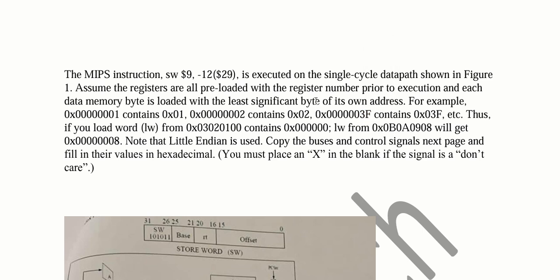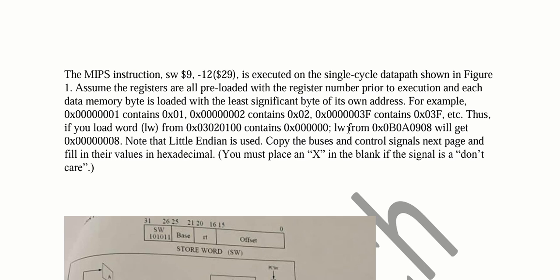0x3f. Thus, if you load a word from 0x03020100, you will get this one, right? And if you load a word from 0x0b08908, you get this one. So this is just emphasizing the first point, telling you that anytime you load a word, because of how we have initialized everything, you get the last byte. And the byte, I said, is just the last two numbers, right?